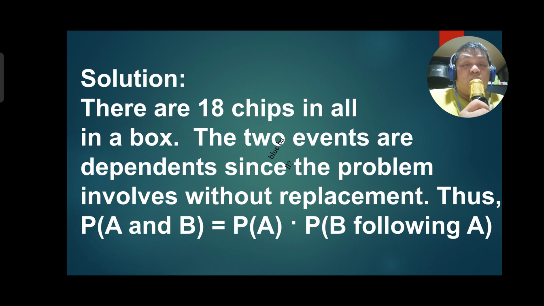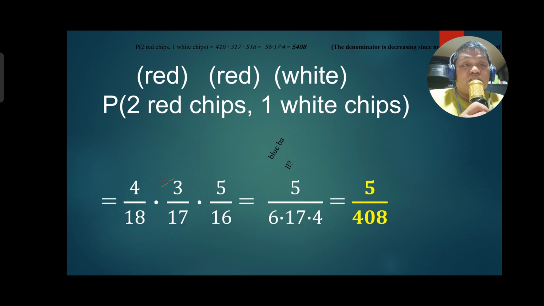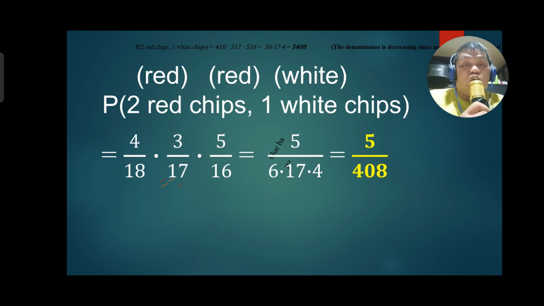Thus, we have the probability of event A and event B is equal to the probability of event A times the probability of event B following event A. Then we have the probability of 2 red chips and 1 white chip. This will be equal to 4 over 18 times 3 over 17 times 5 over 16, which is equal to 5 over 6 times 17 times 4. Why? Because when you cancel 4 and 16, that will be 1 over 4. So we have 4 there.